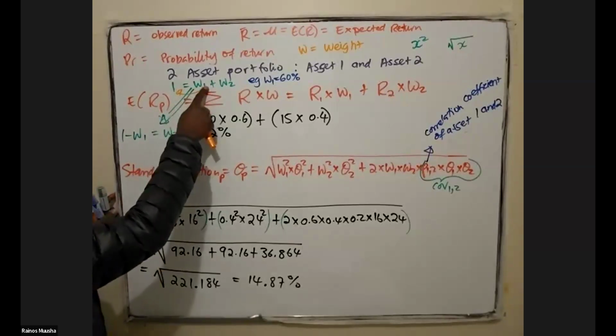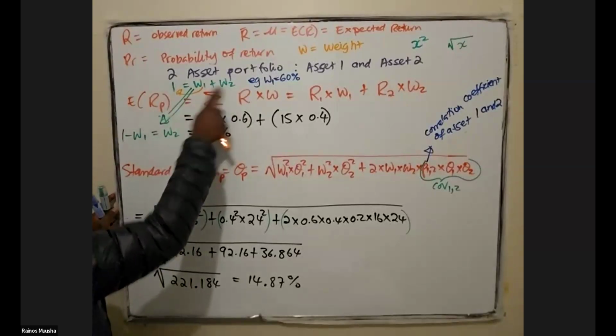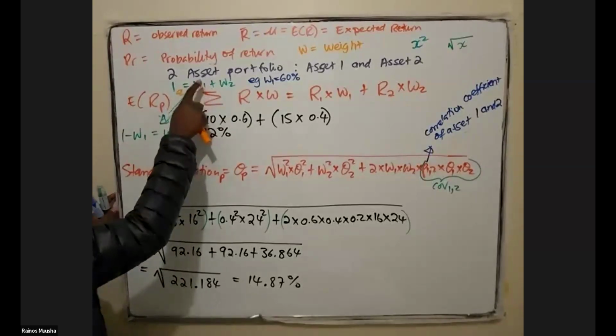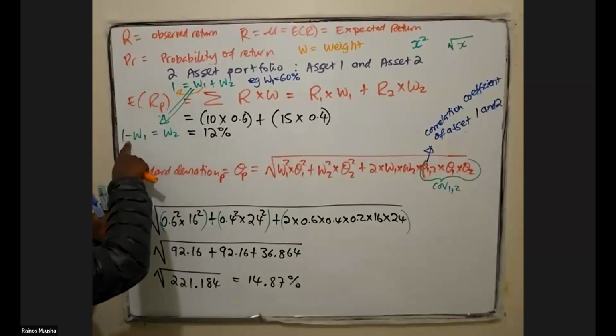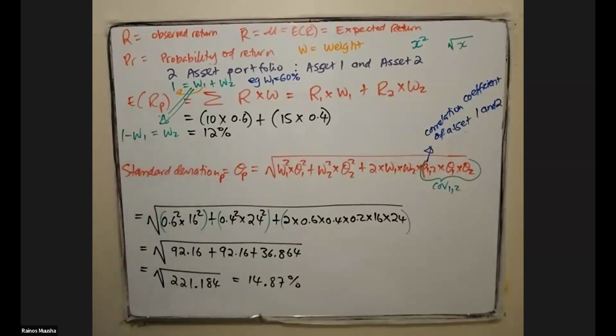Because you've just taken weight of asset 1 to the other side of the equal sign to solve for weight of asset 2. So 1 minus weight of asset 1, because remember, if weight of asset 1 is carrying a positive sign here, when it goes to the other side of the equal sign, it's going to carry an opposite sign, which is the negative sign.